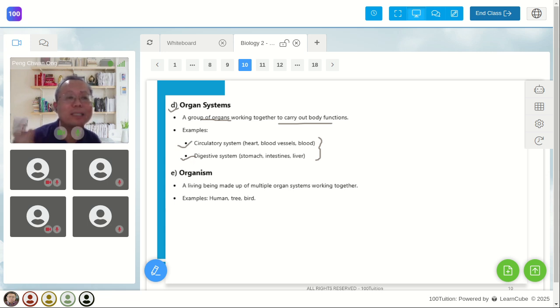Okay, so now it's simply just to know the overall brief picture. Then finally we have the organism, where we have a living being made up of multiple organ systems working together.